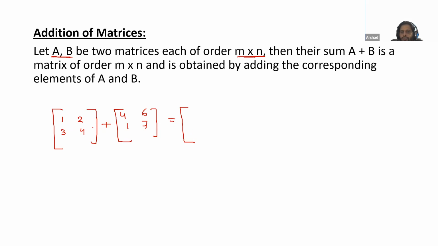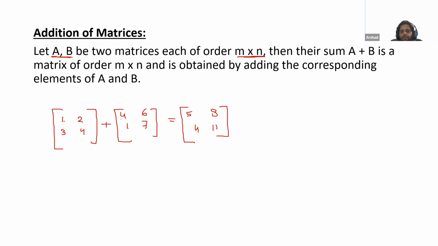So if we are adding these two matrices, they have the same order. We will add the first element of this with the first element of this. So 5, next is 6, 2, 8, 3, 1, 4, 7, 4, 11. I hope this is clear to everyone.